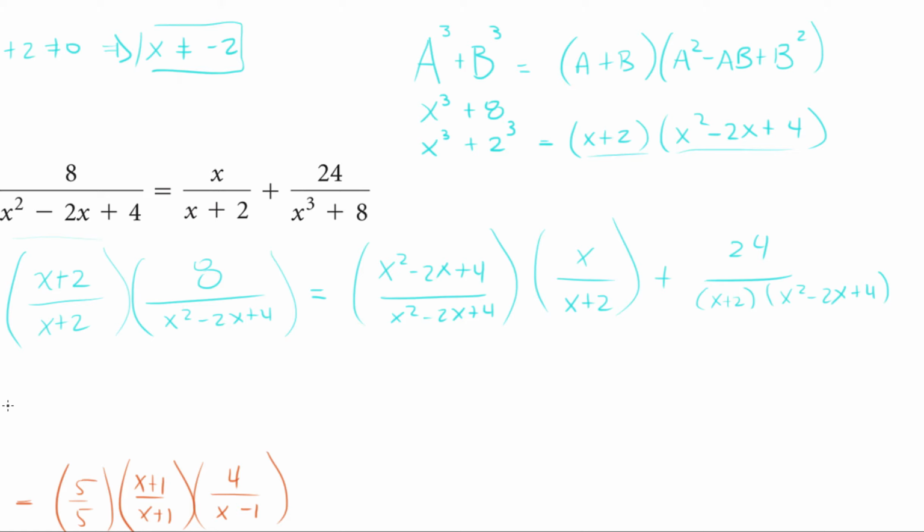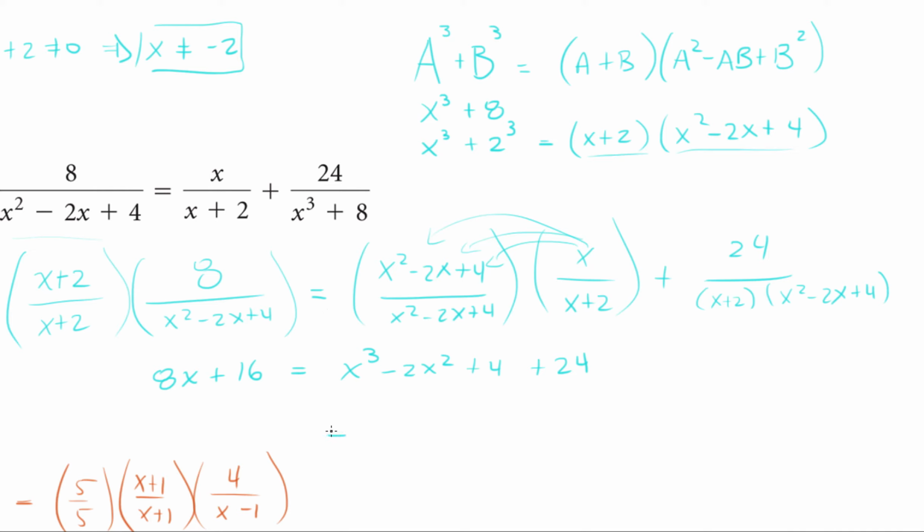And now we multiply. 8 times x is 8x. 8 times 2 is 16. And x, so I'm going to distribute from the left side. x times x squared is x cubed. x times negative 2x is negative 2x squared. 4 times x is 4x. And then plus 24. Notice that I got rid of the denominator in one step, so I don't have to rewrite it again.